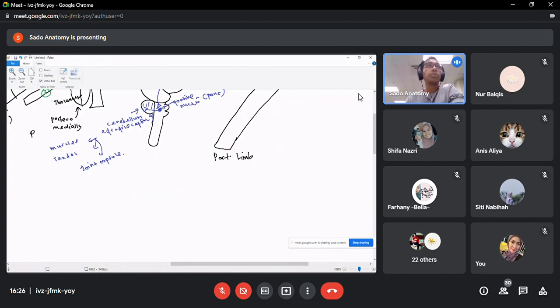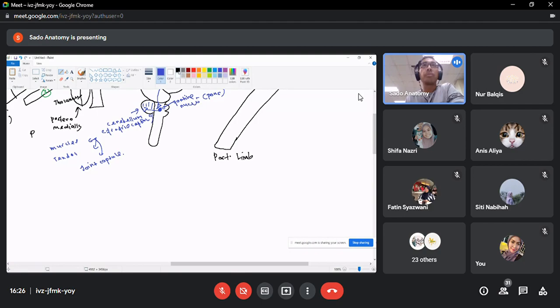Again, I draw for you the same simple diagram. Okay, thalamocortical fiber.